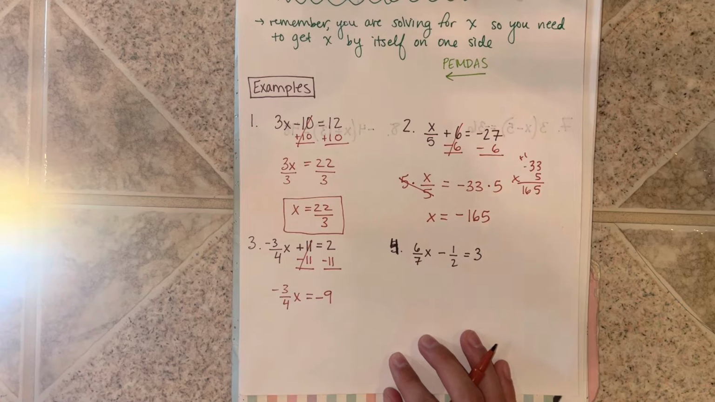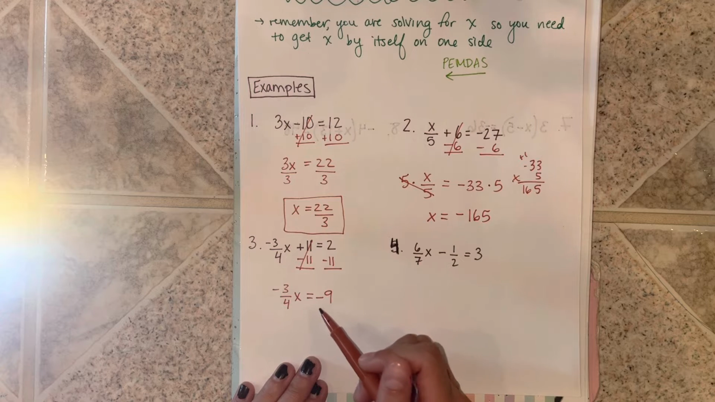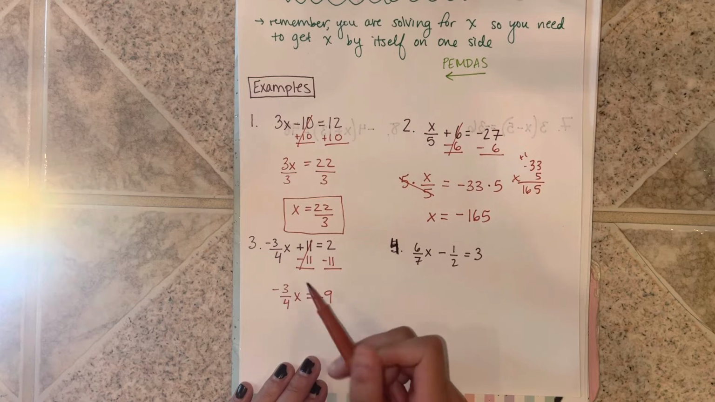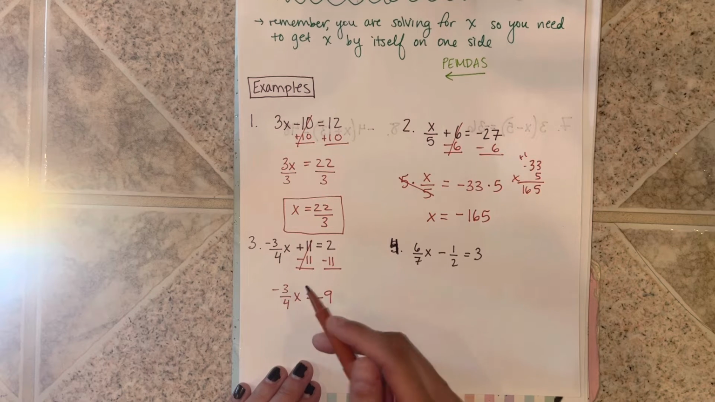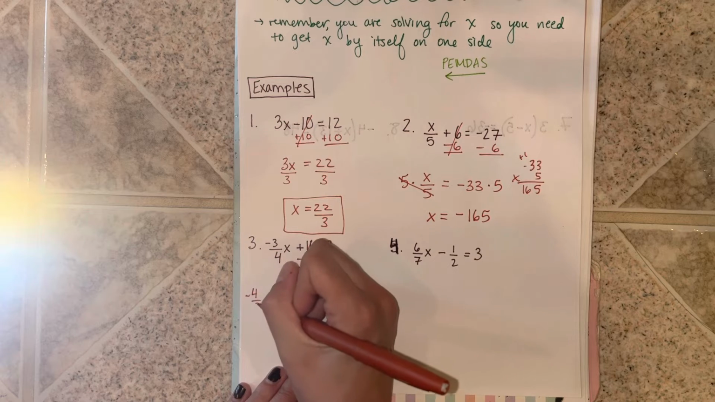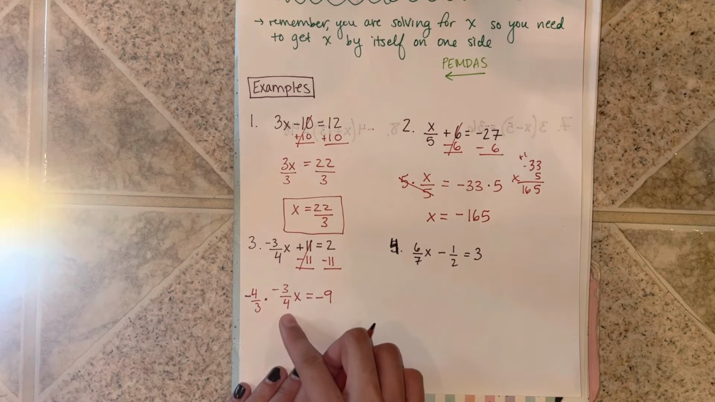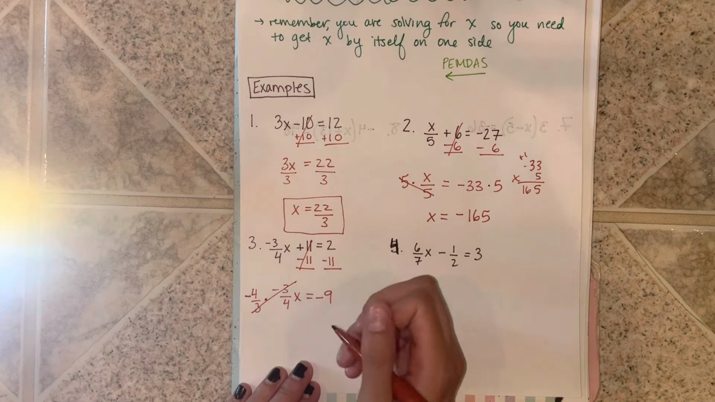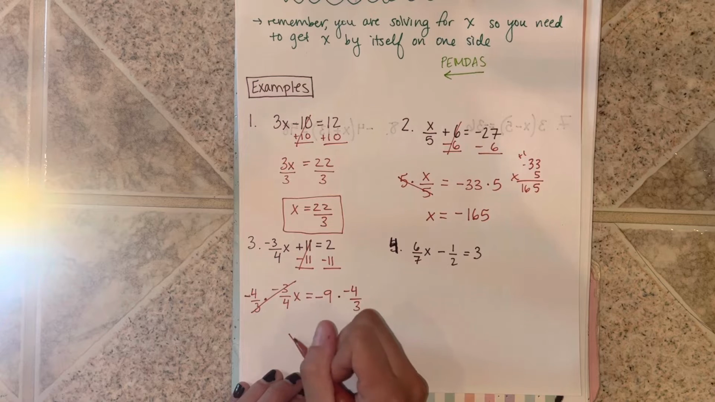Okay, so now we have negative 3/4 x is equal to negative 9. So we can move this to the other side in just one step, like I showed you with the one-step equations. So if we multiply by this, right, that cancels to 1. And so we just have x on this side.